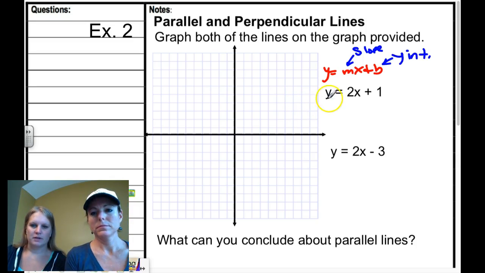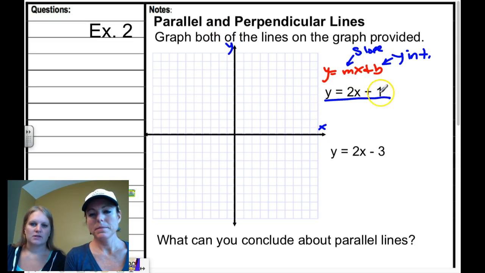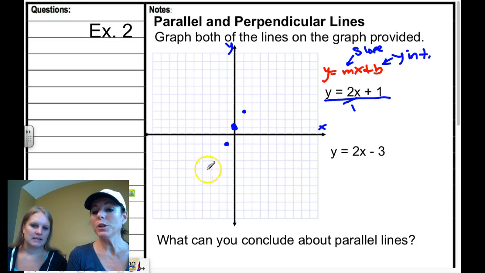So the first one I'm going to do in blue. Our y-intercept's at 1. Remember, this is our y, this is our x. So it's where it crosses the y-axis, so we put our dot here. Then our slope is 2, which can be written as 2 over 1. So from our point, we can go up 2 to the right 1, or we can go down 2 to the left 1. Either way, we know the line's going to go up and to the right because the slope is positive.